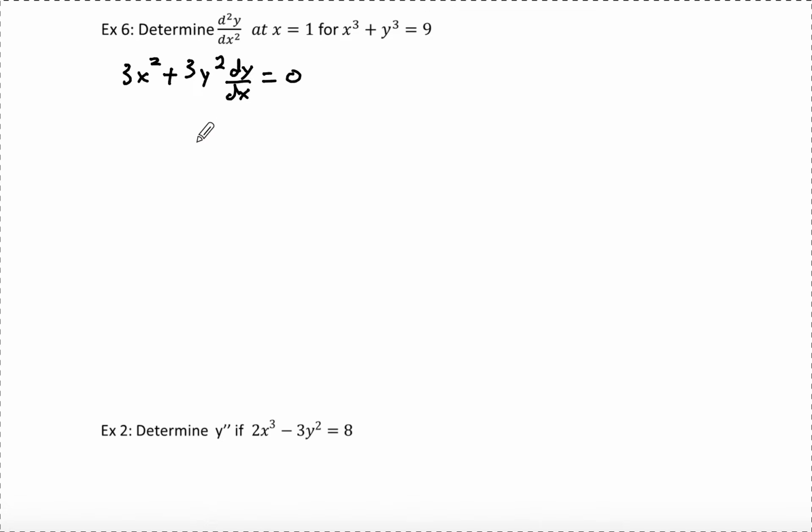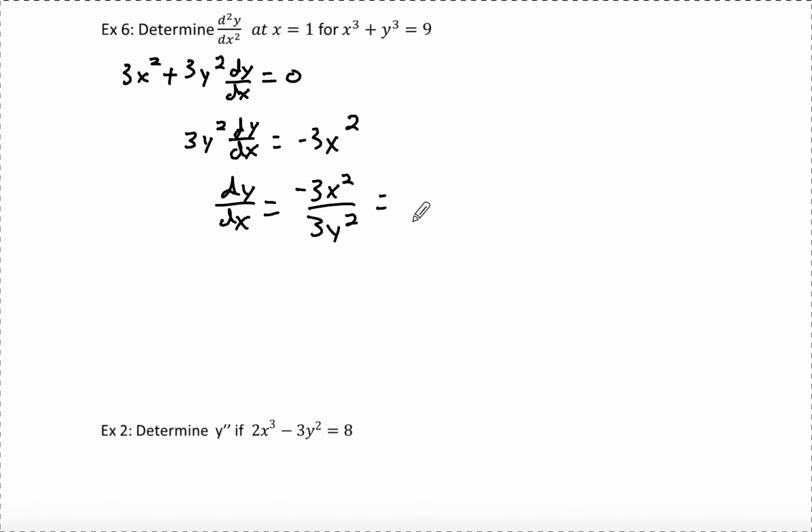I'm going to subtract 3x squared to the other side. I want to divide by 3y squared. I'm going to end up with dy/dx equals negative 3x squared over 3y squared, which is going to give us negative x squared over y. All right. Now that I have this, here's what I can do.